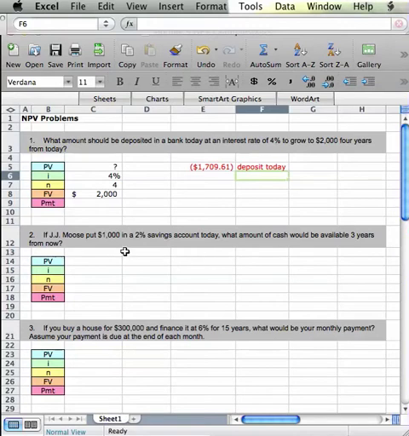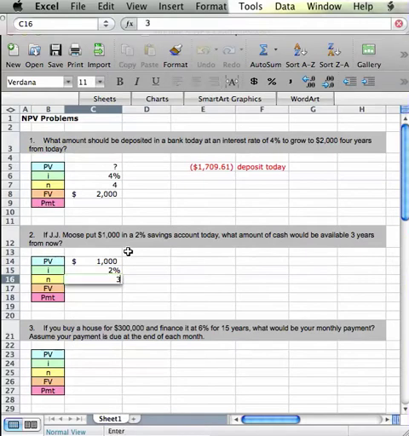Our second example is going to be one in which we're given the present value and have to determine what the future value is. So a little bit opposite of what we just did. In this second example, if J.J. Moose put $1,000, so that's our present value, in a savings account today, earning 2% interest, what amount of cash would be available after 3 years' time? Our number of periods is 3. So here we're solving for future value.